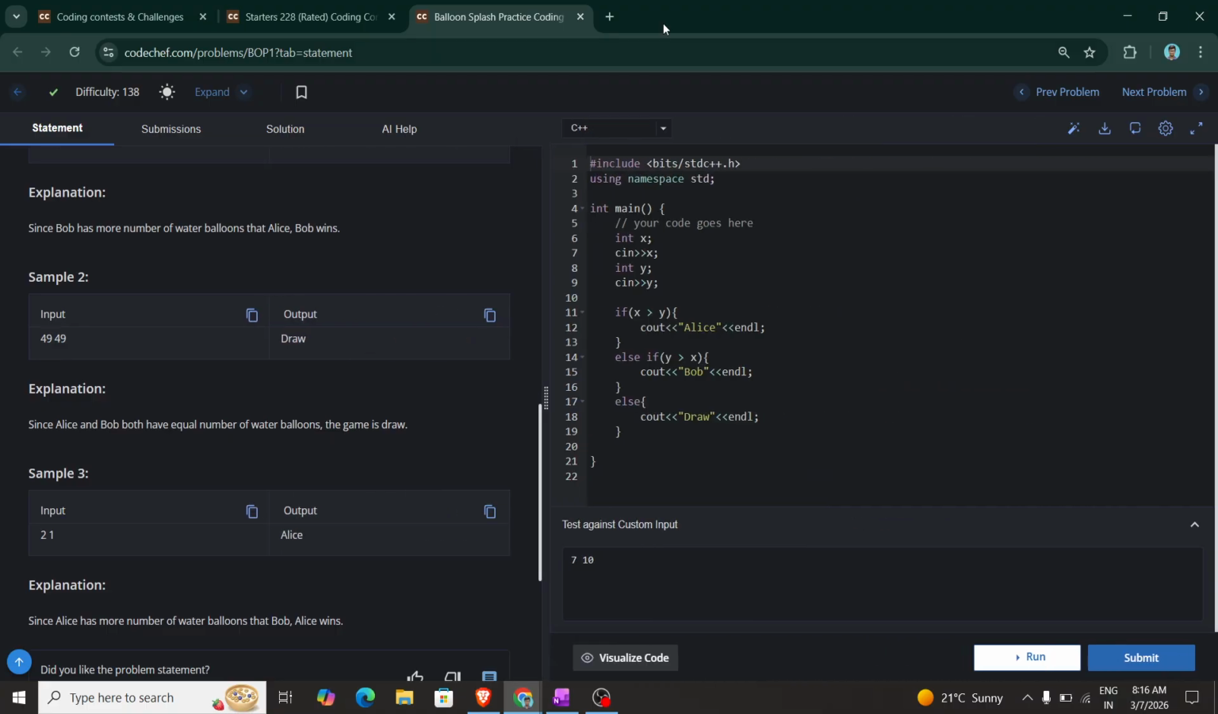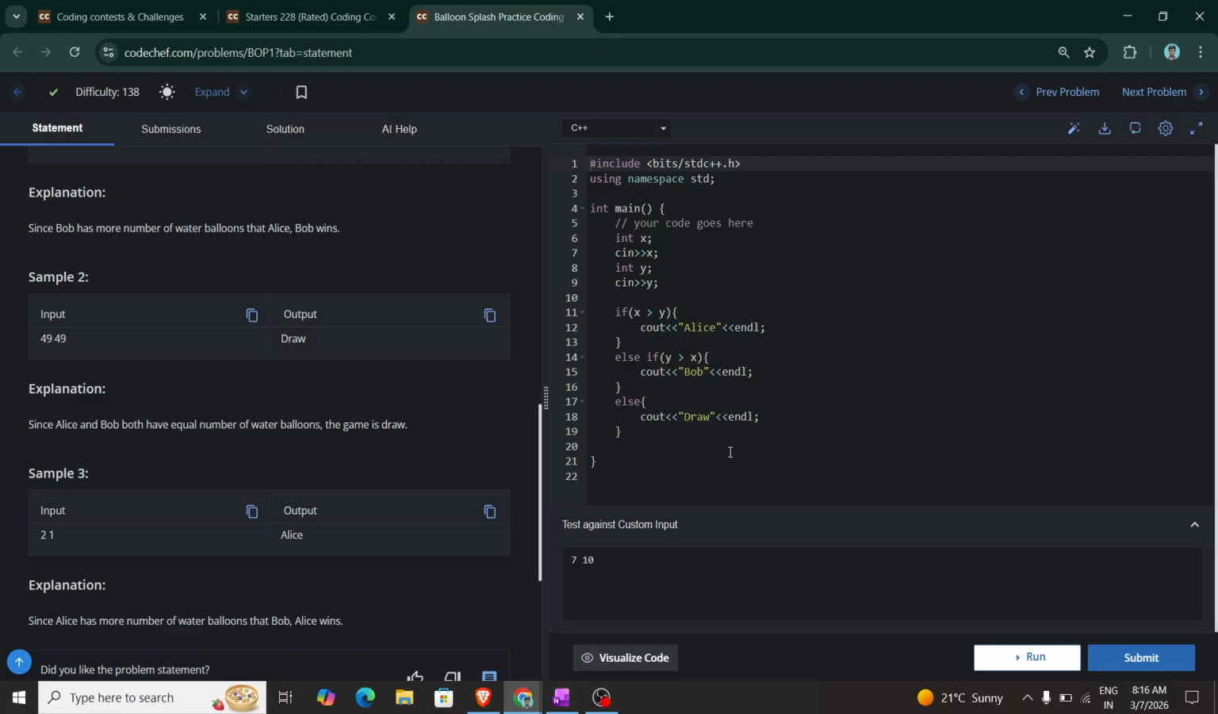Now let's see the solution. It's a very straightforward question. If X is greater than Y, then Alice is the winner. Else if Y is greater than X, then Bob is the winner. And if these two conditions are not satisfied, then the third condition is definitely going to be satisfied, and you will get draw.